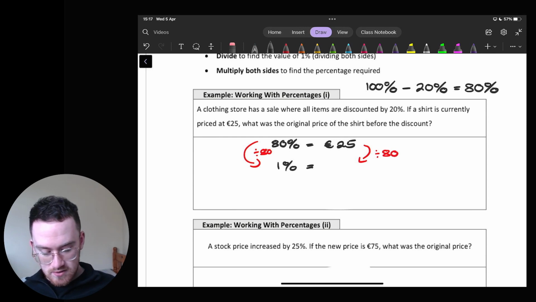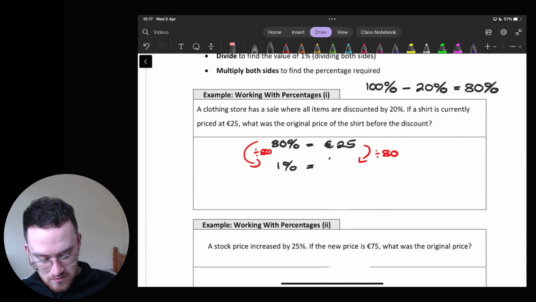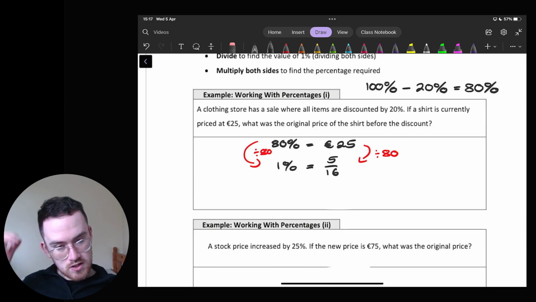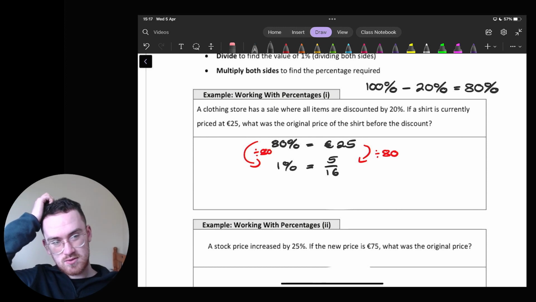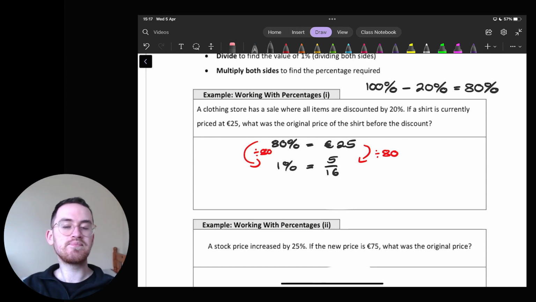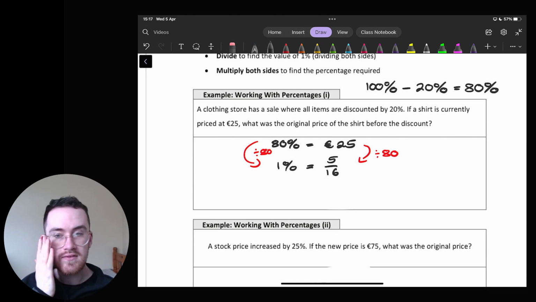So 25 divided by 80 gives me 5 over 16, which is what we'll go with. We'll just leave it as a fraction. We don't have to change it to a decimal, we can leave it as it is. So at the minute I have 80%, so I'm getting 1% and dividing by 80. Now notice that I'm not dividing by 80%, I'm dividing by 80 exactly.